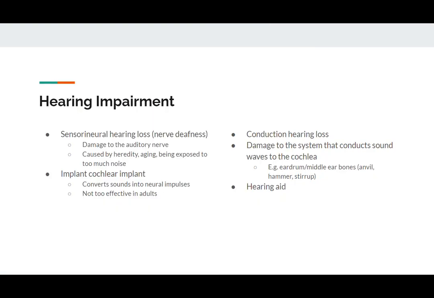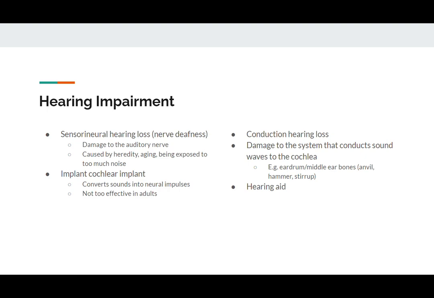Now you may wonder, just like you could lose your sense of sight, such as being nearsighted or farsighted, you could lose your sense of hearing. These are the two major types of hearing impairment. The first one is sensorineural hearing loss, or nerve deafness. It's damage to the auditory nerve. As a result, the signal is transferred to the cochlea but not to the brain. This hearing loss is often caused by heredity, aging, and being exposed to too much noise, such as rock or rap, or just a lot of headphones, etc.